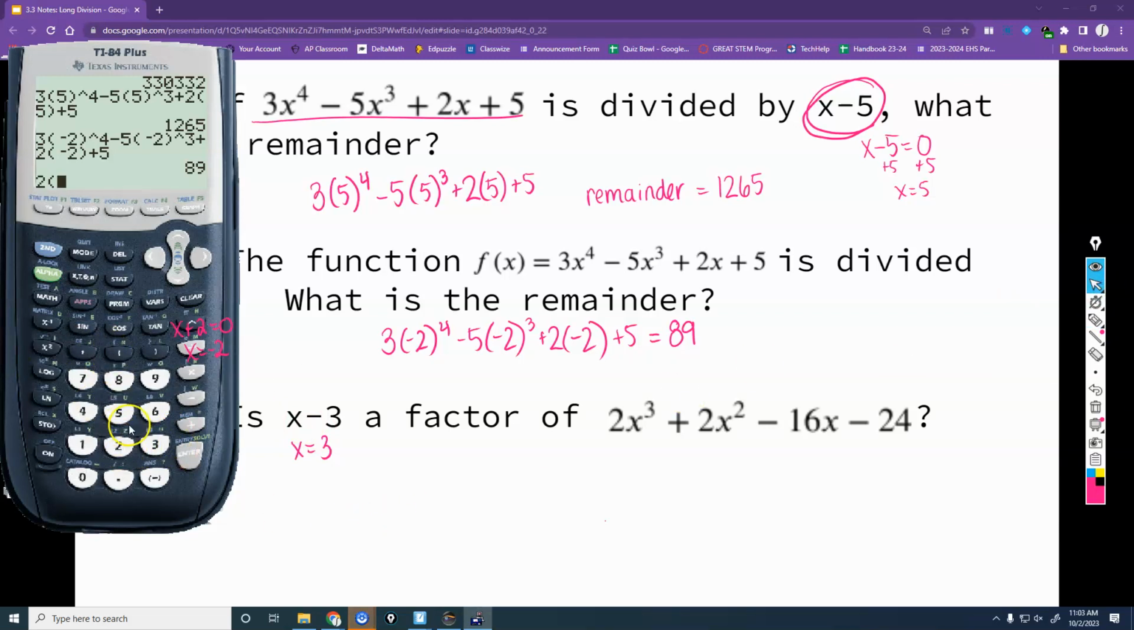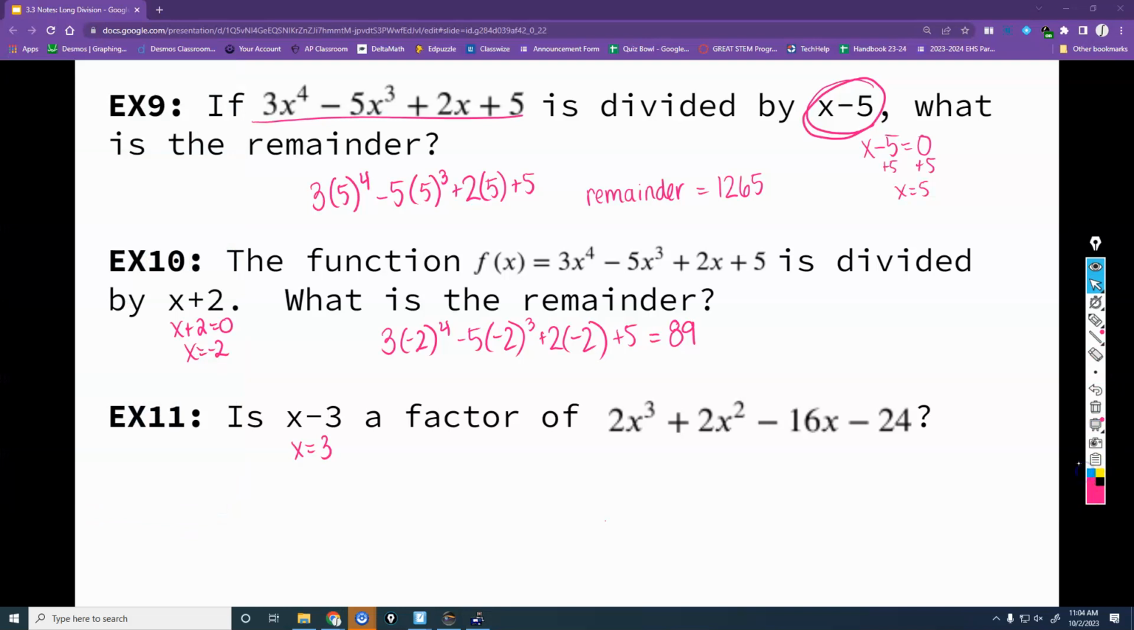2 times 3 to the 3rd plus 2 times 3 squared minus 16 times 3 minus 24. Carlos is so fast. He is correct. You get a remainder of 0, so this would be a yes. That is a factor. If you get any number besides 0, then you would say no to that.